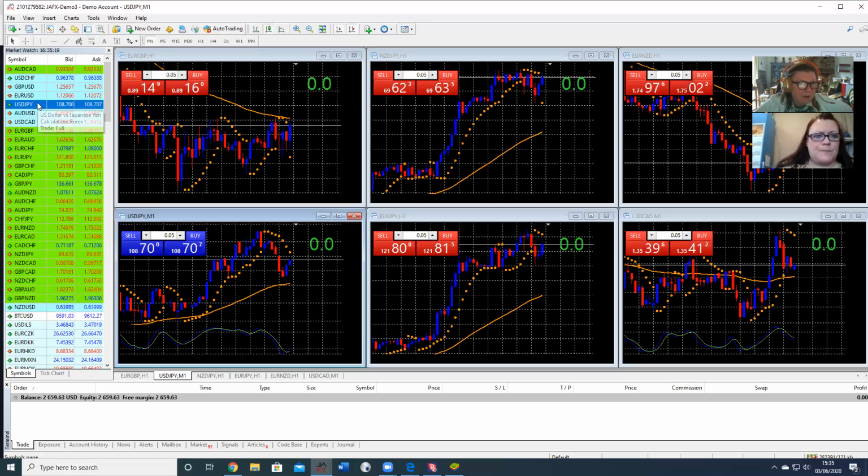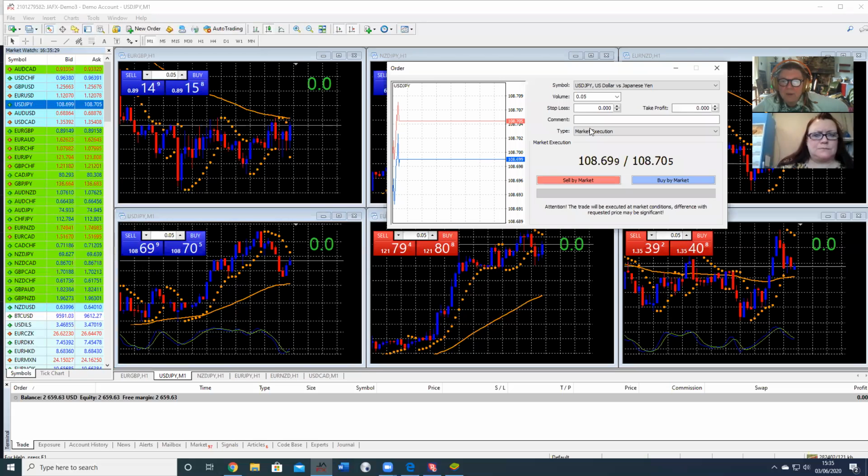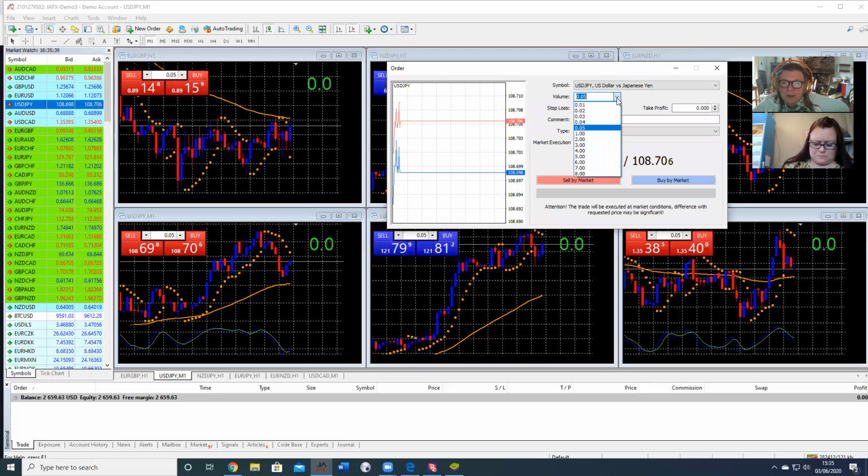So once we've decided to get into the trade, we then come over to the pair on the left, right click it, and open new order. And that brings up this window. So double check you've got the correct pair you want to trade. At the top is USD JPY. Now the volume will be your lot size, and this will depend on your account size.